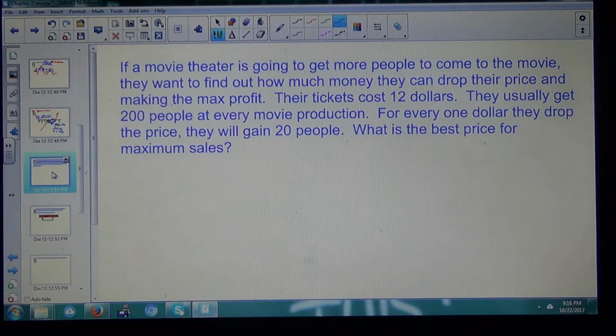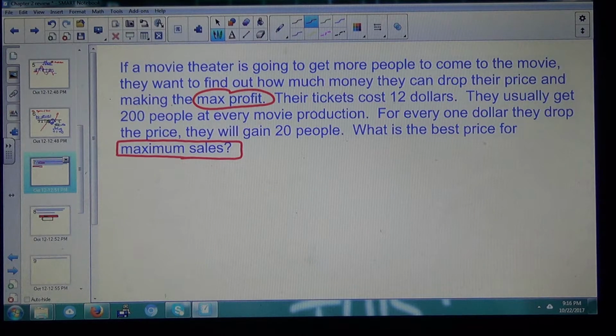Alright, there are 1 or 2 word problems. One might be a bonus, I can't remember. It says if a movie theater wants to get more people to come to the movie, they want to find how much they can drop their price and make the, key word came up here, max profit. Max. We are looking for maximum sales. The tickets cost $12. They usually get 200 people every movie production. For every $1 they drop the price, they will gain 20 people.